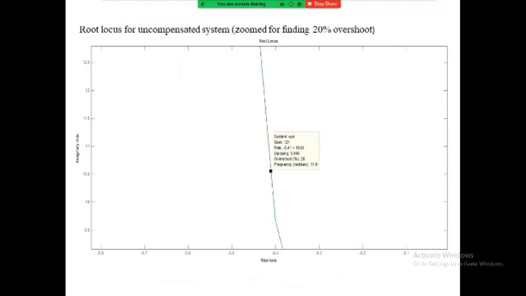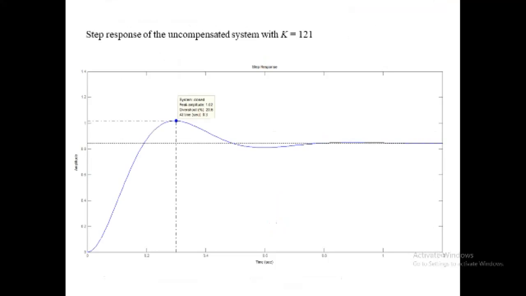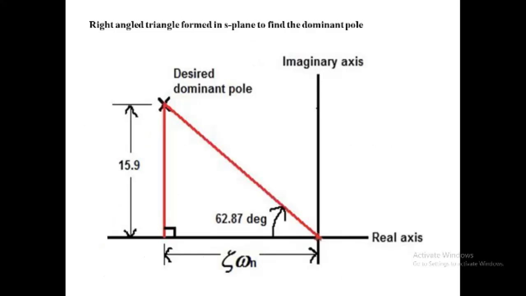See this diagram? It shows the result when the overshoot is 20%. Now when the value of K is 121, then this should be the step response of the uncompensated system. The peak time is observed as 0.3. Okay.